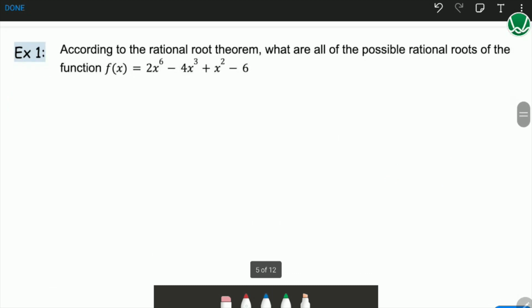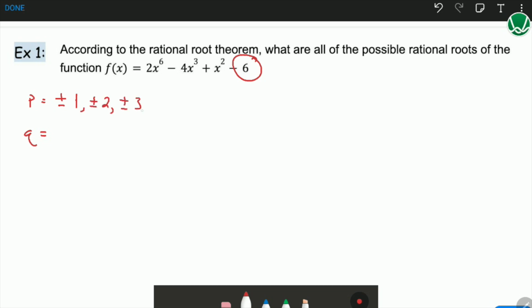So when we want to list all possible rational roots, we're just going to start off by listing the values of p and q. So p is all possible factors of our constant term, which is the 6 on the end here. The possible ways of factoring 6 are 1 and 6 and 2 and 3. But in addition to those, we have to consider both positive and negative versions. So the possible factors of p are plus or minus 1, plus or minus 2, plus or minus 3, and plus or minus 6, because both positive and negative numbers go into the 6.